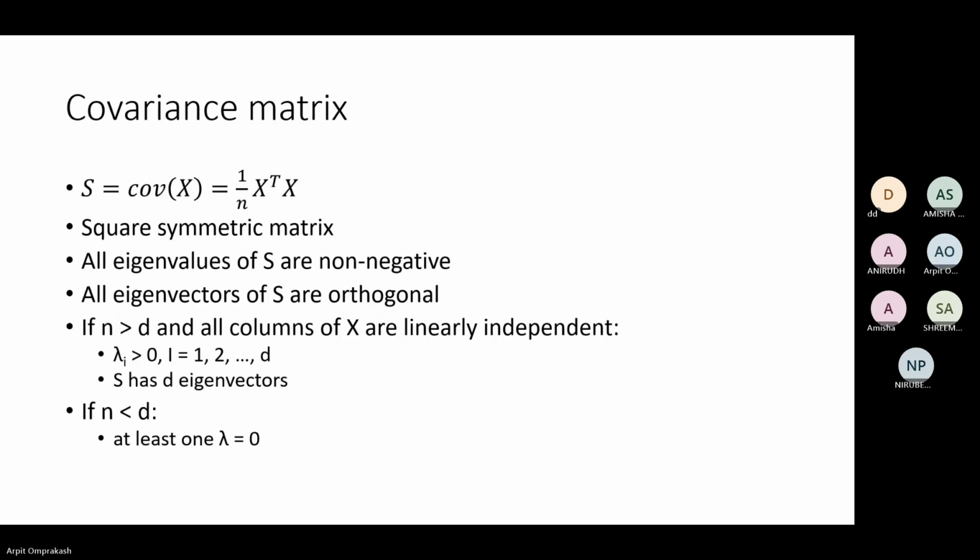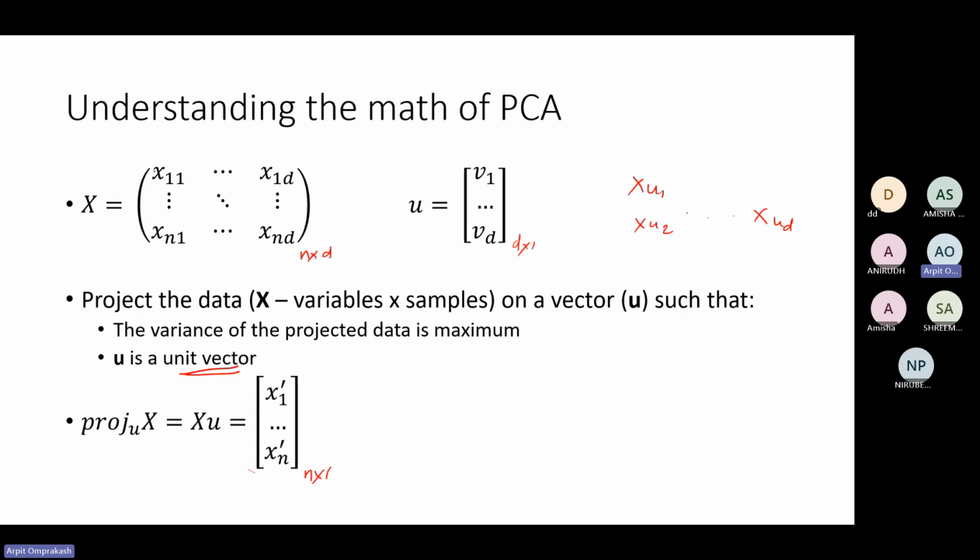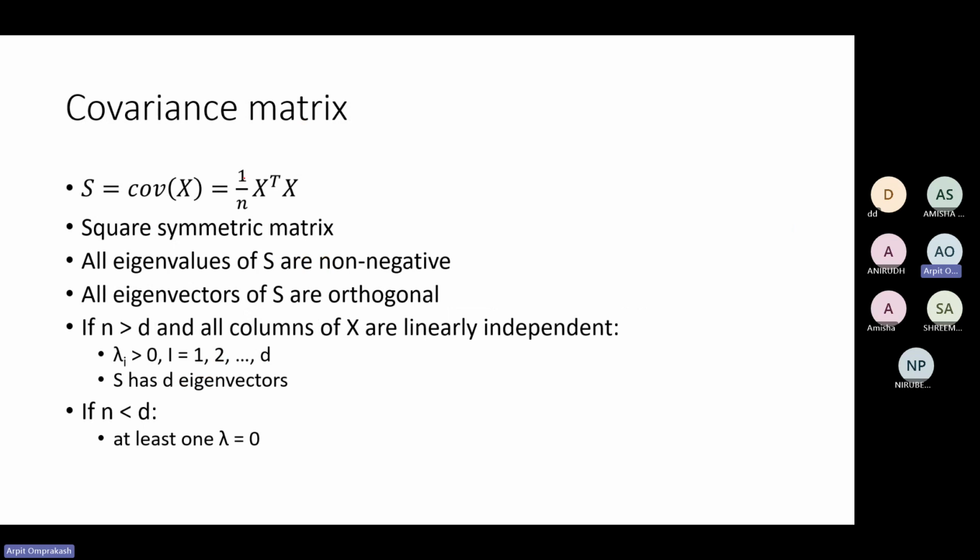Okay. So one thing we also talked about is the covariance matrix. So the covariance matrix of a data matrix X. So X is this matrix here. The covariance of X is defined as 1 by n into X transpose X.